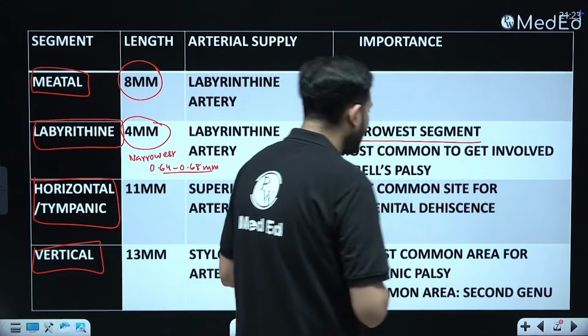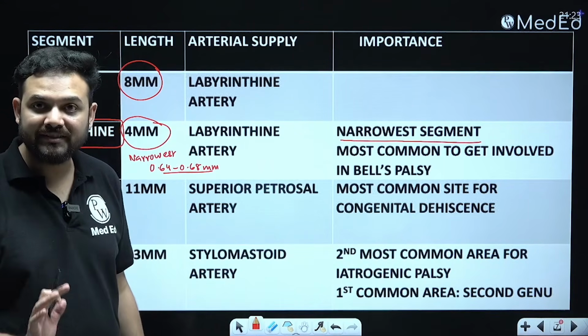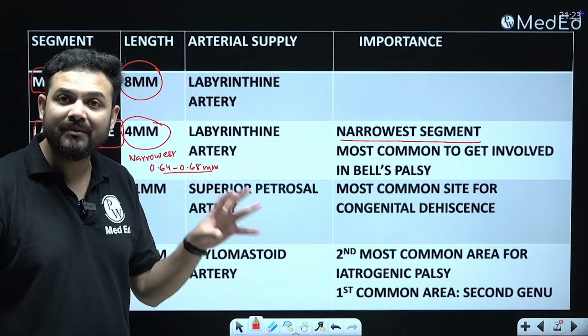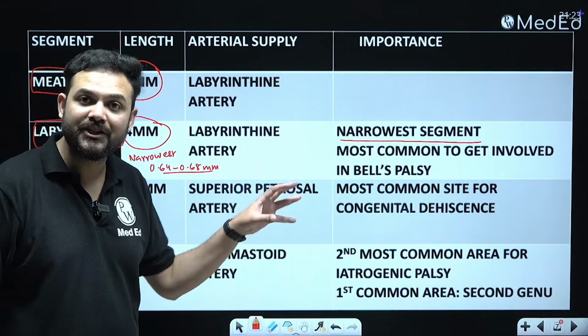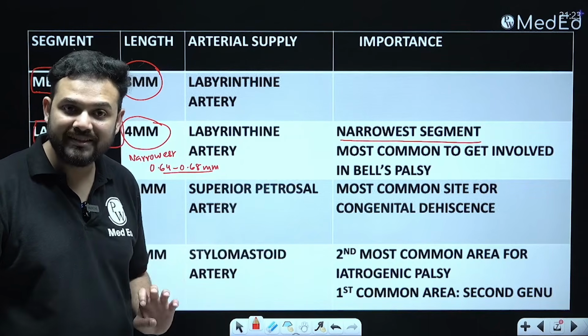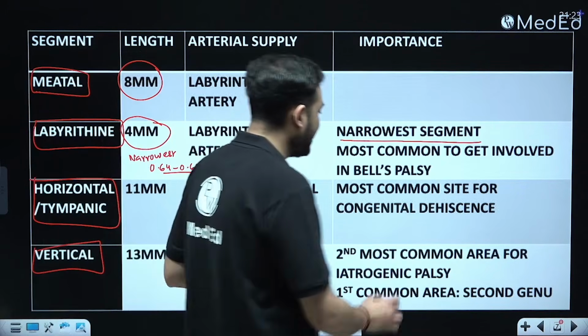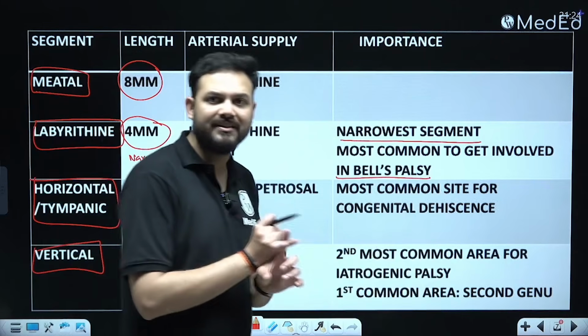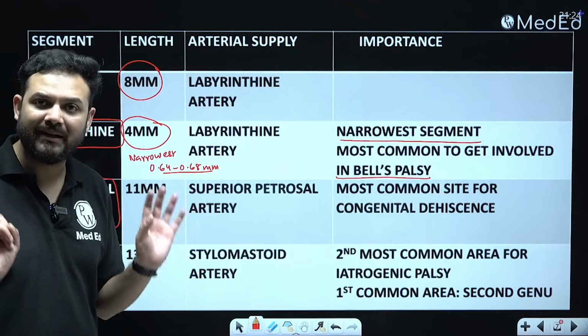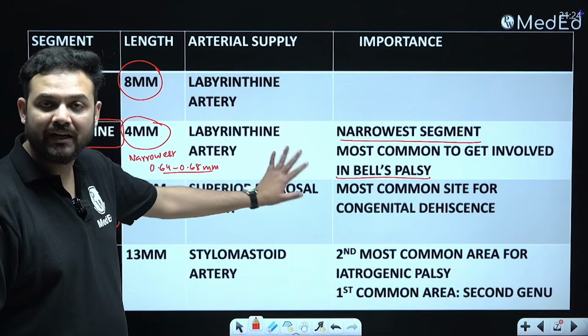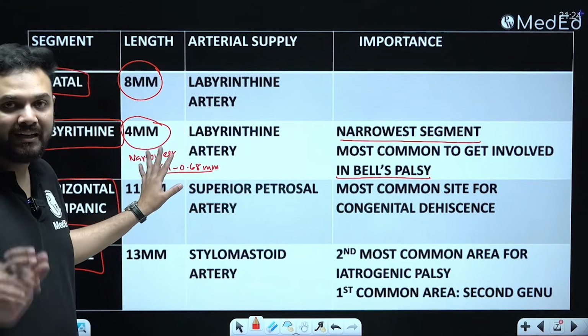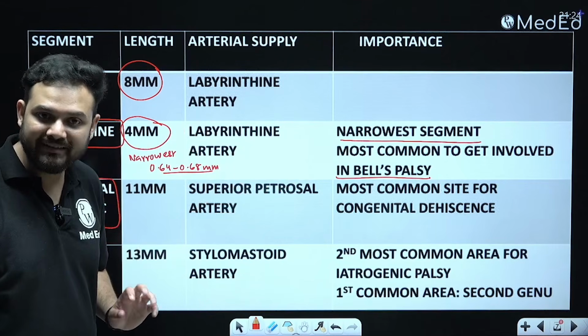So if they ask you, because it is the narrowest and the shortest segment, which is the commonest segment to get involved in any case of facial disorders, जैसे कि Bell's palsy, the maximum cases happen because of the compression of the labyrinthine segment. So in Bell's palsy and Ramsay Hunt syndrome, any condition where facial palsy is occurring, the most common segment to get involved is the shortest as well as the narrowest segment, which is the labyrinthine segment.